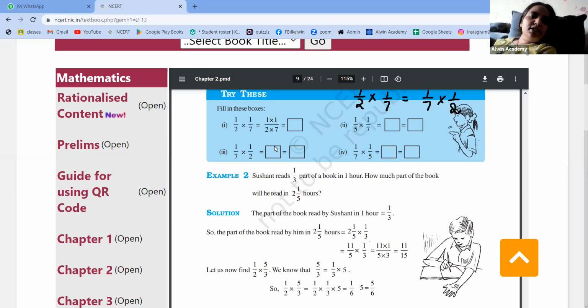So what is this telling you here? This is telling you here that this is commutative in nature. When you find the product of two fractions, that is commutative. That means even if you change the order, that doesn't matter. Got it or not?